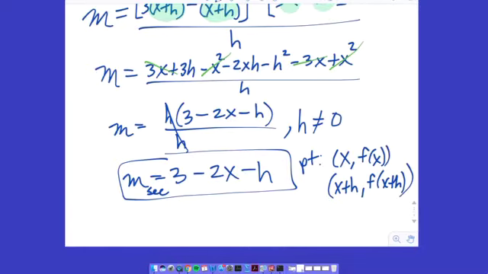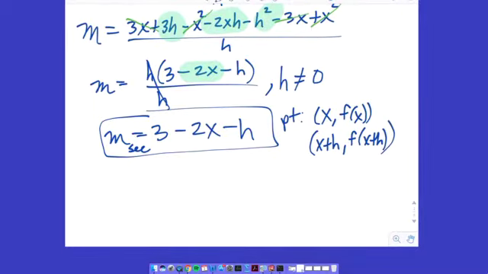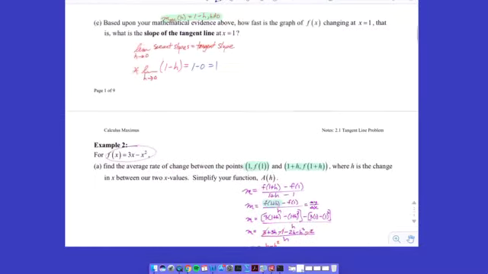Did I mess something up? Did I not factor out? Well, let's see. I have a 3h, which becomes a 3, minus 2xh becomes minus 2x, and minus h squared. There was an h squared there still. So we're still left with an h. So let's just verify one. I don't want to verify all of them.